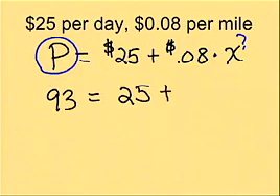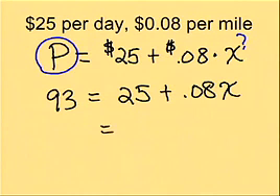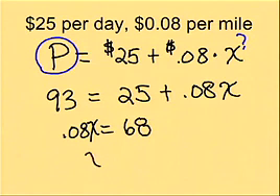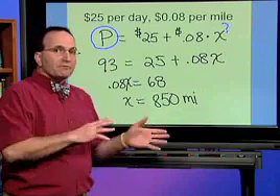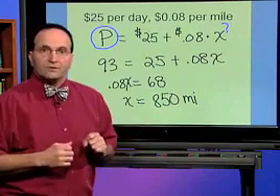The 25 is given per day, and it's 0.08x. And so I subtract 25 from each side, and I'm going to rearrange this to say 0.08x, and that's going to equal 68, and then divide both sides by 0.08, and I come up with 850 miles. So that's how far John drove to earn his $93.